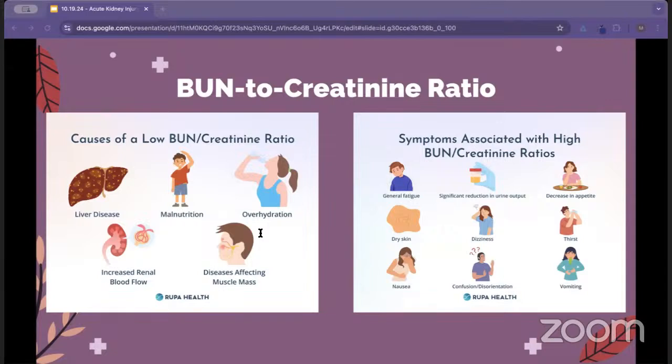It could also be caused by conditions that reduce blood flow to the kidneys, such as CHF, or congestive heart failure, or by increased protein in the diet or from a bleed. A ratio of 50 to 1 or higher is dangerously high, and that would require immediate medical attention. That's considered a medical emergency. A low ratio, below the normal 10 to 1 to 20 to 1 ratio, could indicate liver disease or malnutrition.